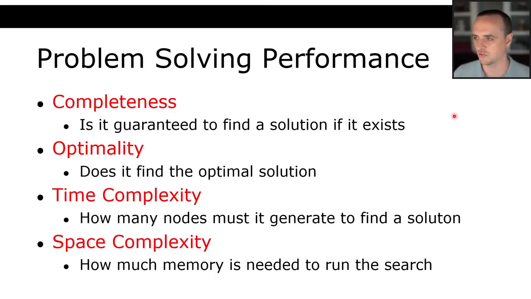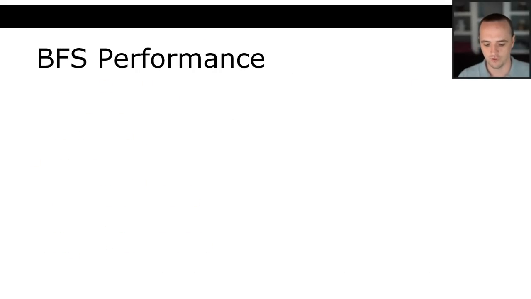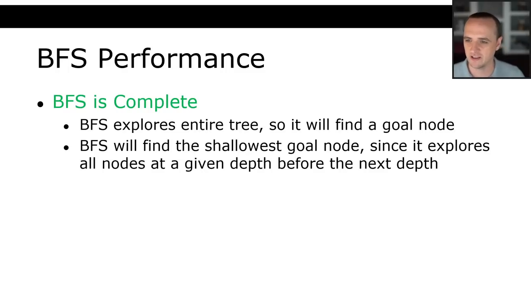Let's analyze breadth first search before we move on to other algorithms. So let's look at each of these properties of breadth first search. First, breadth first search is complete. It explores the entire tree, so it will find a goal node if a goal node exists. And breadth first search will find the shallowest goal node, since it explores all nodes at a given depth before the next depth. Okay? So breadth first search will find your solution path that has the fewest number of actions.